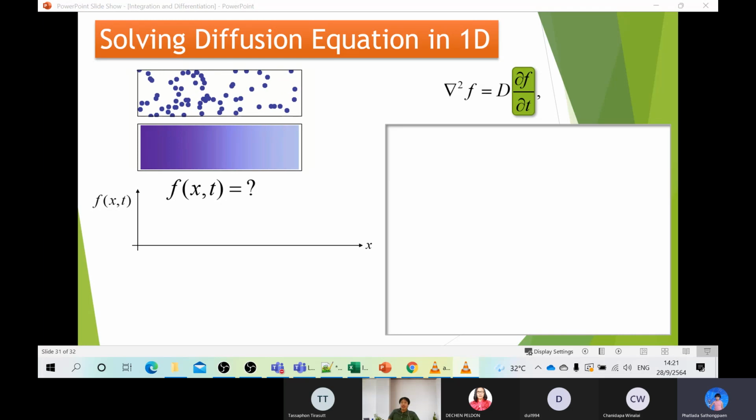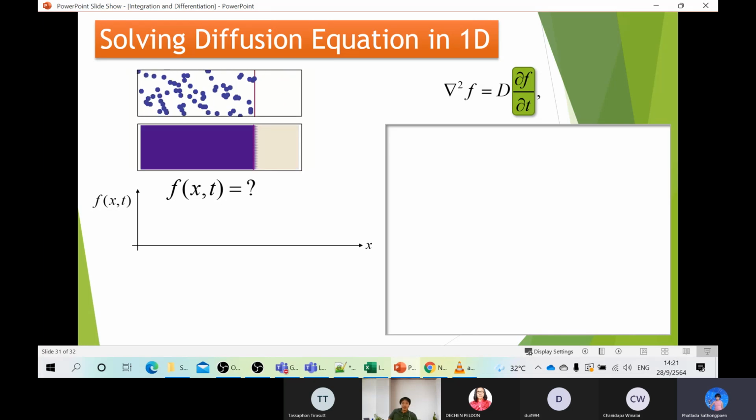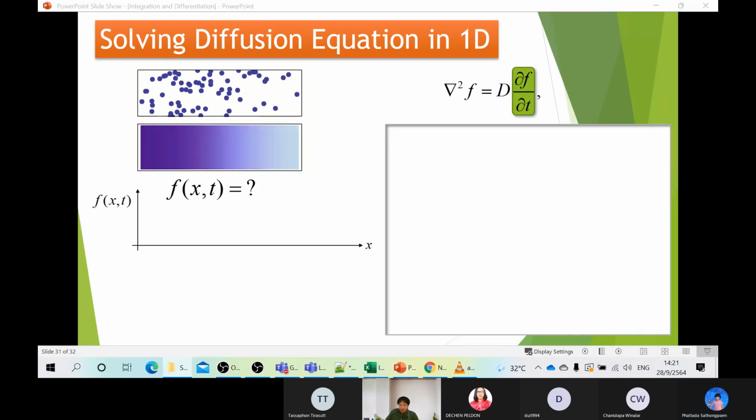So I just got back from a coffee break, having a lovely discussion with my students. So I'm going to show you how you solve the diffusion equation in one dimension.